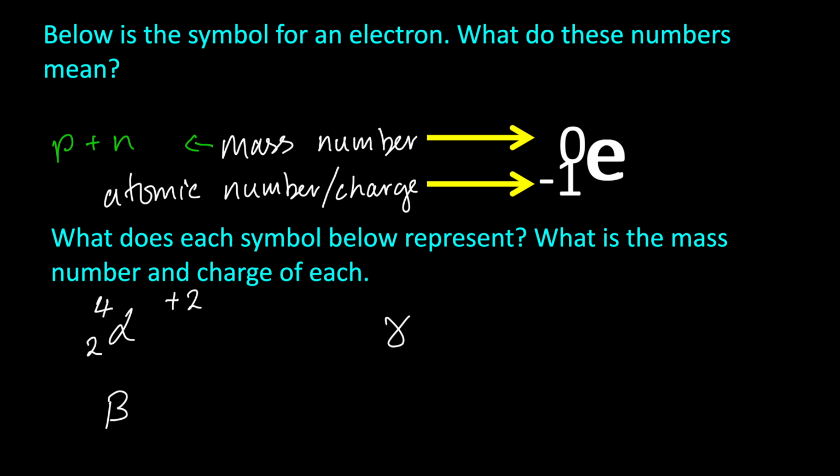Beta particles are essentially electrons, which have no protons and neutrons, but 1 electron. So our charge is -1. And gamma has no protons, no neutrons, or electrons. So it's 0, 0. Now a beta minus particle is an electron. A beta plus particle is known as a positron. You don't need to go into much detail.